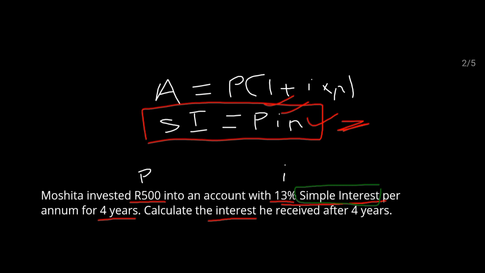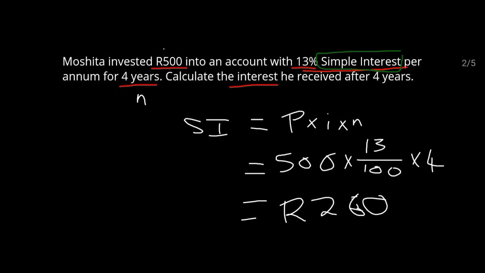SI is equal to P times I times N. But if you're dealing with compound interest, just know what you're finding, which we will get to later on in the video. You are not going to use this formula for compound interest. This is for simple interest.